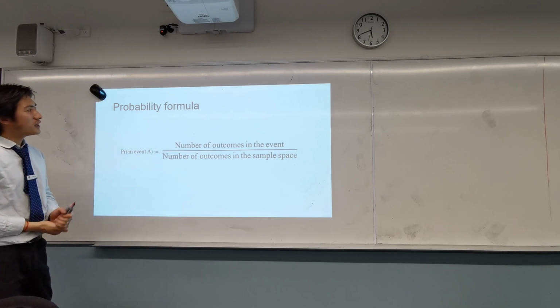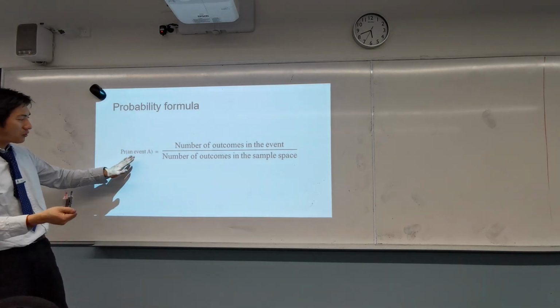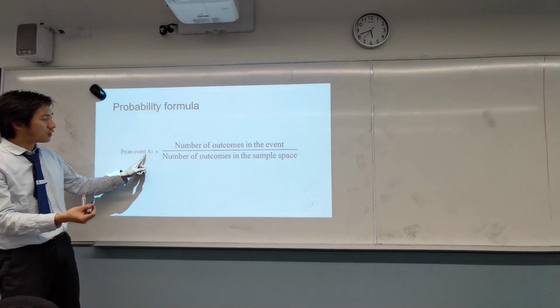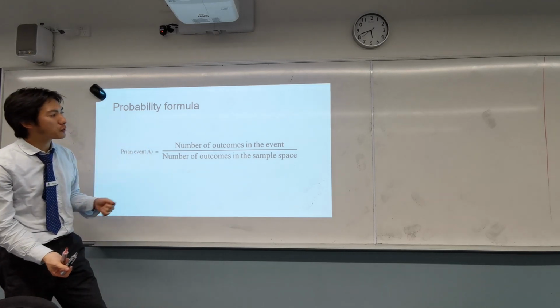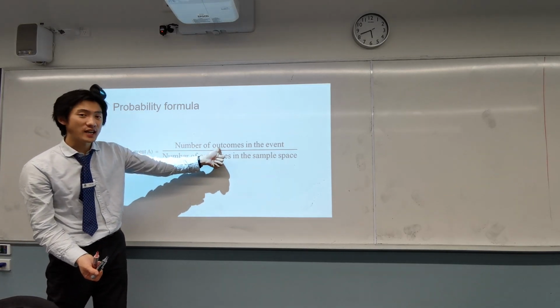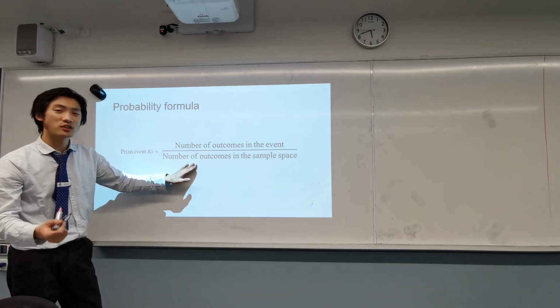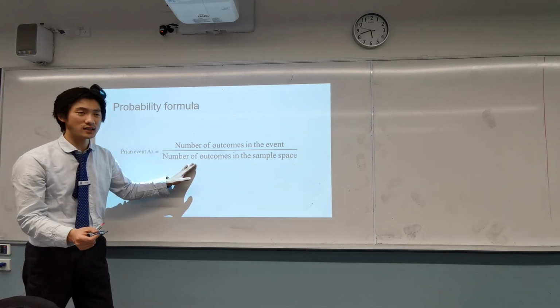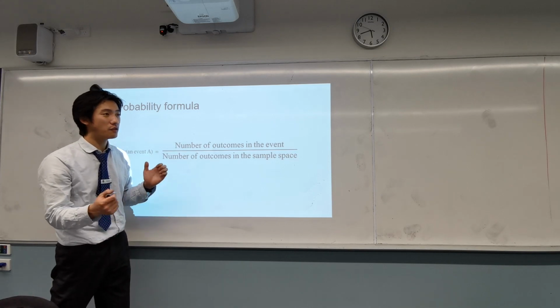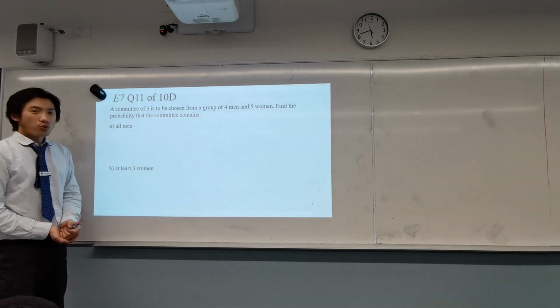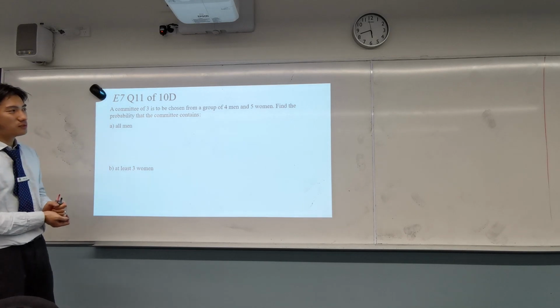Here's a reminder of the probability formula. Remember, if you want to find the probability of some event A happening, you've got to figure out the number of outcomes in that event A, and you divide it by the number of outcomes in the sample space. Counting methods is a way that's going to help us do that, especially for events that have very large numbers of outcomes. We're going to jump straight into an example.